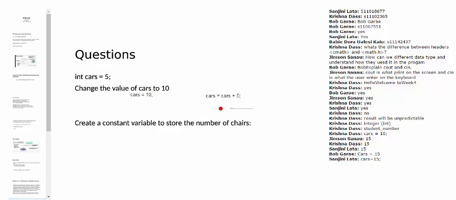Now, create a constant variable to store the number of chairs, assuming the number of chairs is 10. Assuming there are 10 chairs, create a constant variable to store the number of chairs. And assuming that the number of chairs is 10, how will you create a constant variable to store the value 10? So answer please.